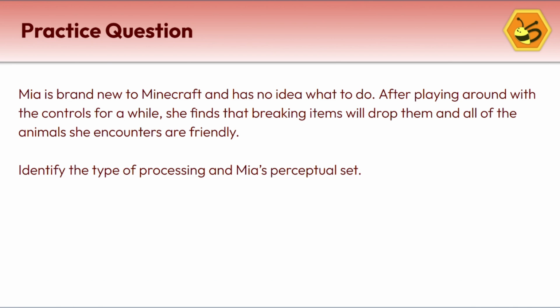Okay, let's do a practice question based on those 2 slides. Mia is brand new to Minecraft and has no idea what to do. After playing around with the controls for a while, she finds that breaking items will drop them, and all of the animals she encounters are friendly. Identify the type of processing in Mia's perceptual set. Also, make sure to use spoiler mode this time.